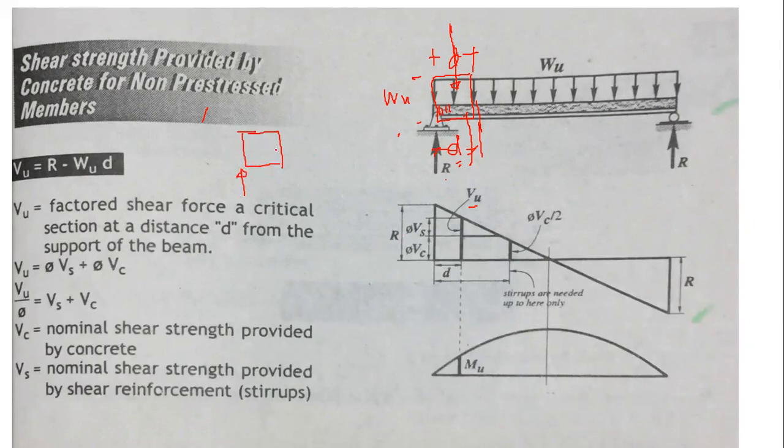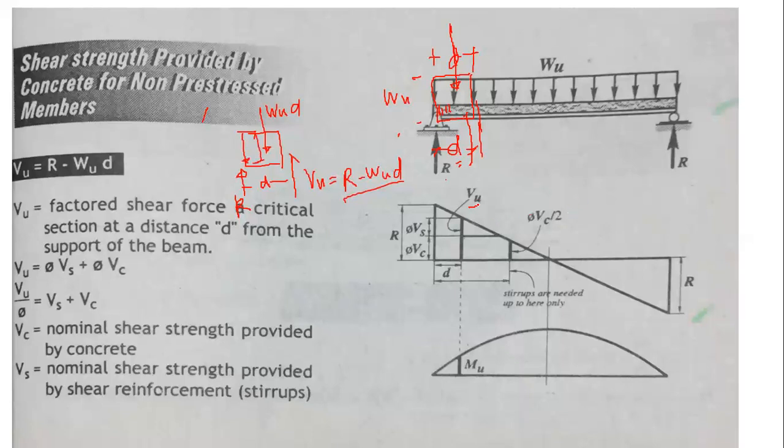Okay. Andito yung R, nag-cut ka ng section dito. Andito yung WU times D. Andito yung VU na factored shear force na considered at the distance from the support. Kaya VU is just equal to, kung reaction to, R minus WU D. It's coming from here.